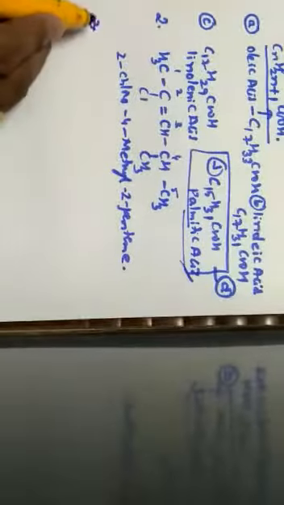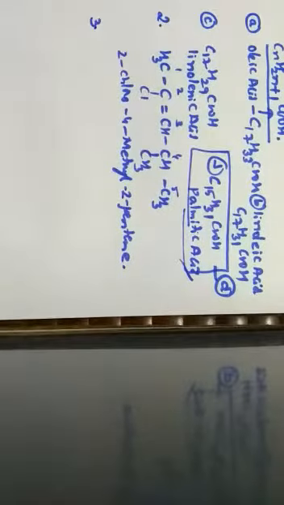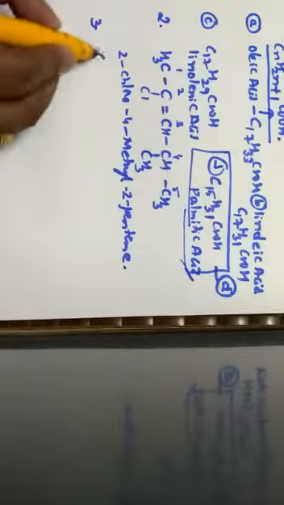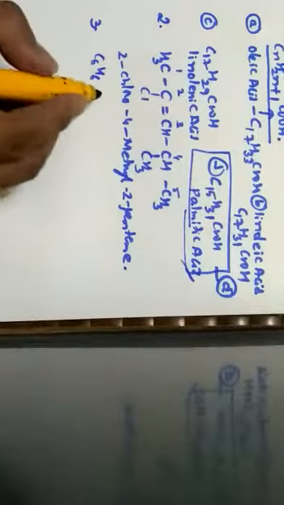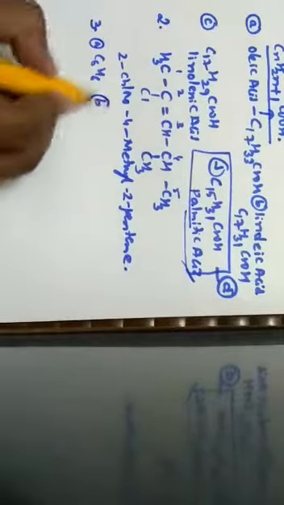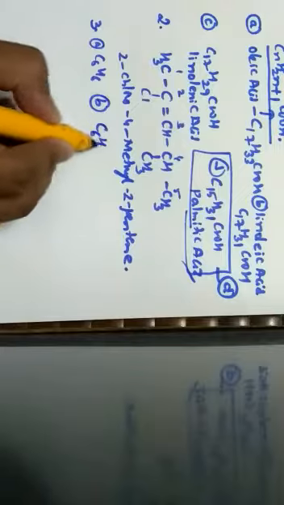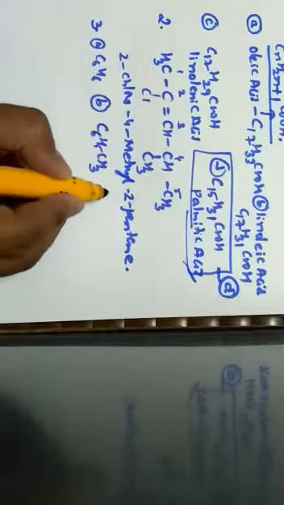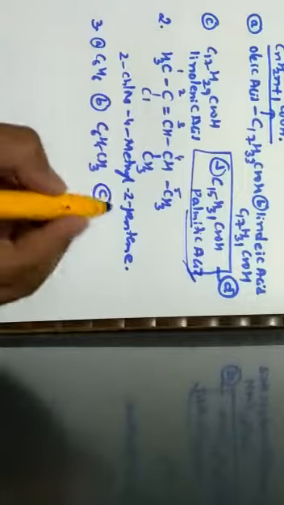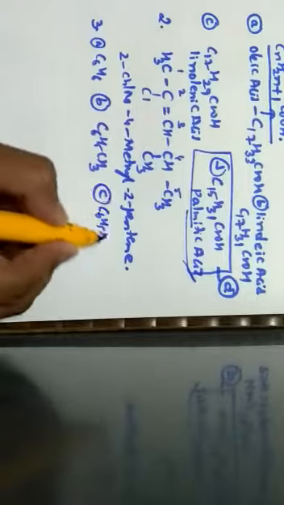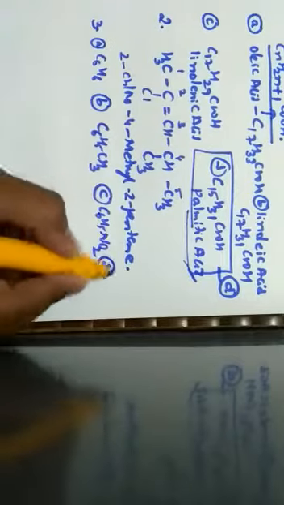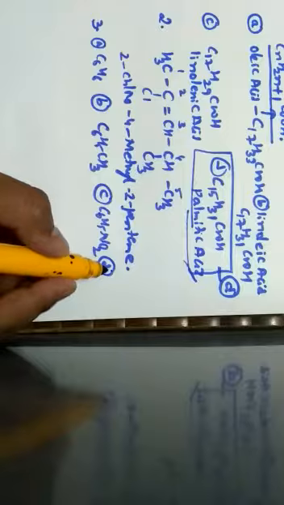Next one, question number 3. Among the following, the compound that can most readily get sulfonated is. So here they have given the options: the first option is benzene, that is C6H6. The second option they have given is toluene, that is C6H5CH3, called toluene. The third option they have given is nitrobenzene, that is C6H5NO2. And the fourth option they have given is what?